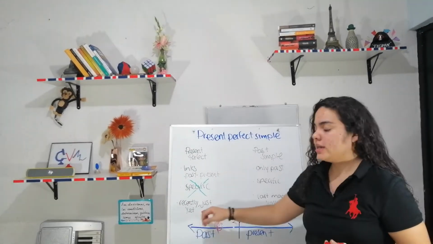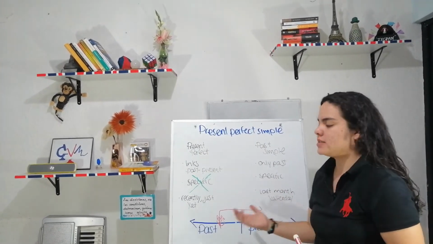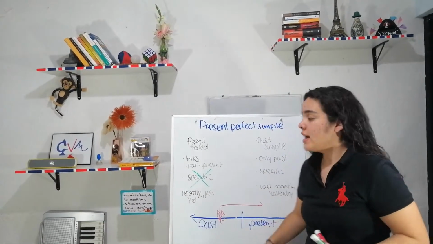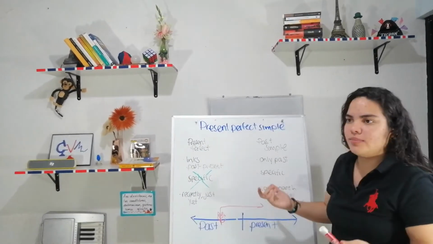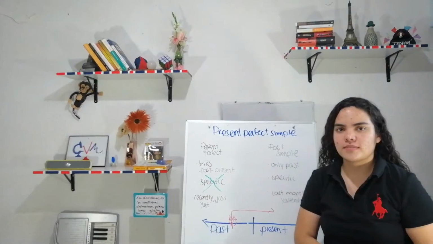In present perfect, we can use different time expressions to show that it's present perfect. For example, recently, just, yet. And with past simple, we can use time expressions such as last month, yesterday.